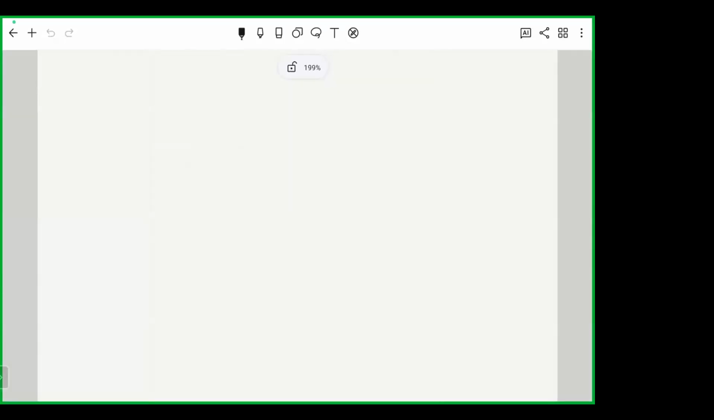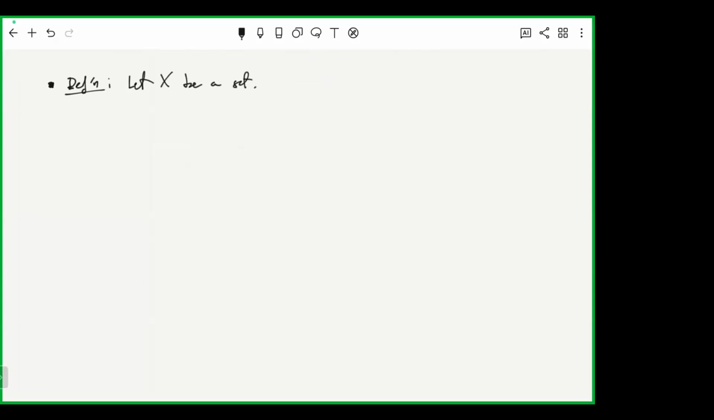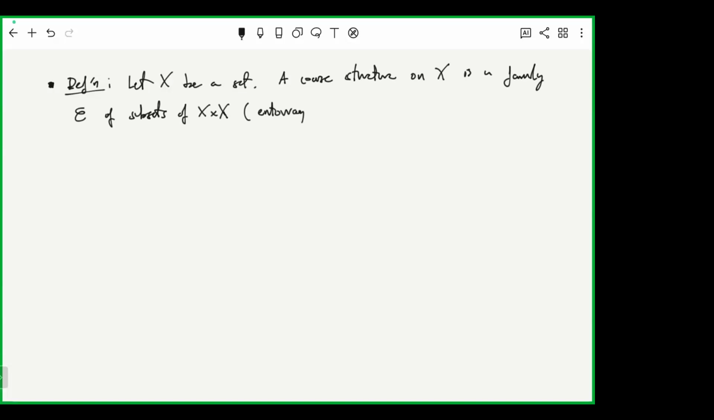So this might seem like pointless observations now, but it gives intuition for the following axioms. Definition. Let X be a set. Then a coarse structure on X is a family of subsets of X times X, which we will call entourages, or also controlled sets, that satisfies the following axioms.